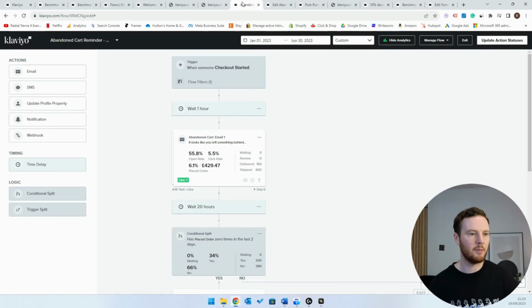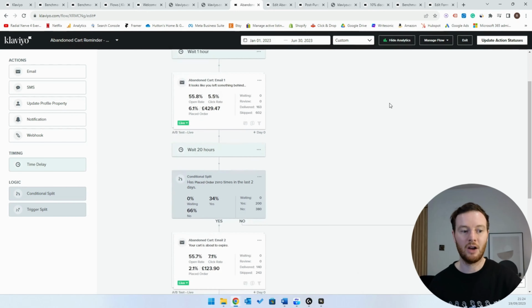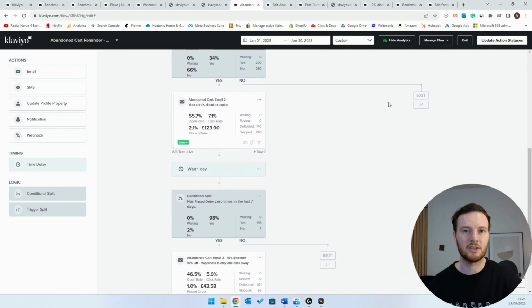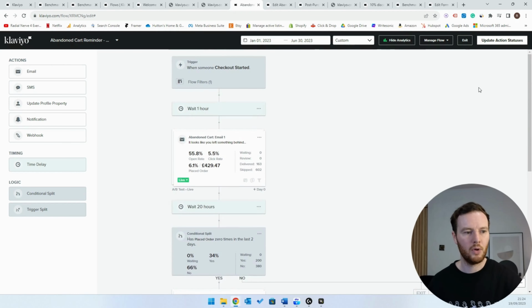Onto the abandoned cart reminder. With abandoned carts, there is the question of, do you have one email or do you have several? I have 3 emails in this flow. And when we move down a little bit further, you'll see that all of them are actually generating some sales. But the majority of those sales come from one email, being this one.